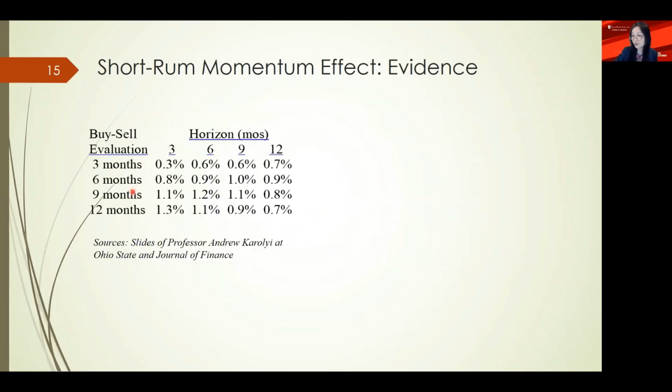So basically, this is what they show. If you evaluate the portfolio based on the historical 3, 6, 9, 12 months returns, you do this long-short strategy, and you hold it for the next 3, 6, 9, 12 months, and this is your average monthly returns, right? So if you rank individual securities based on 12 months returns and hold for 6 months, you're making about 1% per month in the next 6 months, which is very sizable, right?